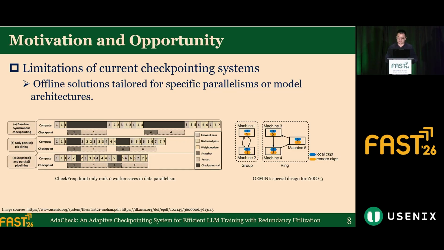For example, CheckFreq decouples the checkpoint offloading process to remote storage from the training loop and restricts the checkpoint saving to only rank 0 workers, enhancing checkpointing performance under data parallelism. Meanwhile, Gemini improves network bandwidth during checkpoint storage by offloading checkpoints to CPU memory, thereby enabling higher checkpointing frequency and achieving performance gains under ZeRO-3 parallelism. However, these approaches are limited to specific parallelism or model architectures.